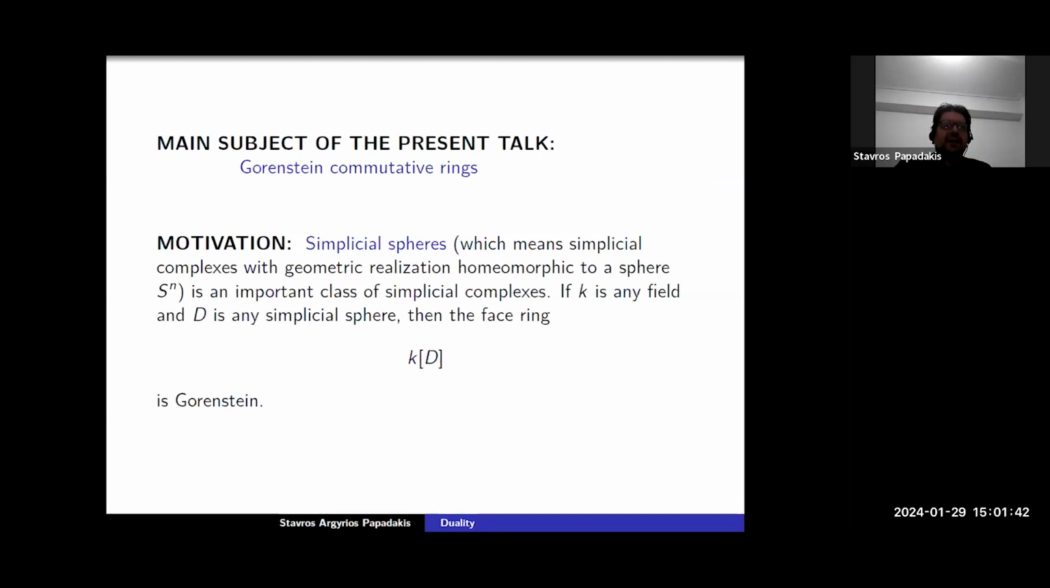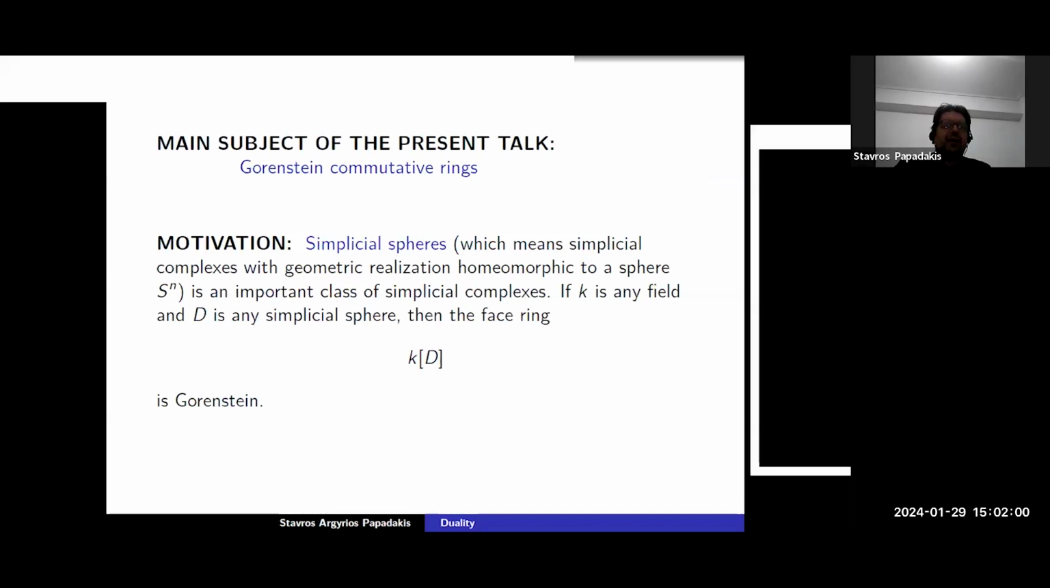Simplicial spheres, which mean simplicial complexes with geometric realization homeomorphic to a sphere, are an important class of simplicial complexes, and they have the crucial property that the face ring, that is the Stanley-Reisner ring of a simplicial sphere over any field, is Gorenstein. Gorenstein means Cohen-Macaulay plus something extra, which is really useful. Both the Cohen-Macaulay and the extra property.